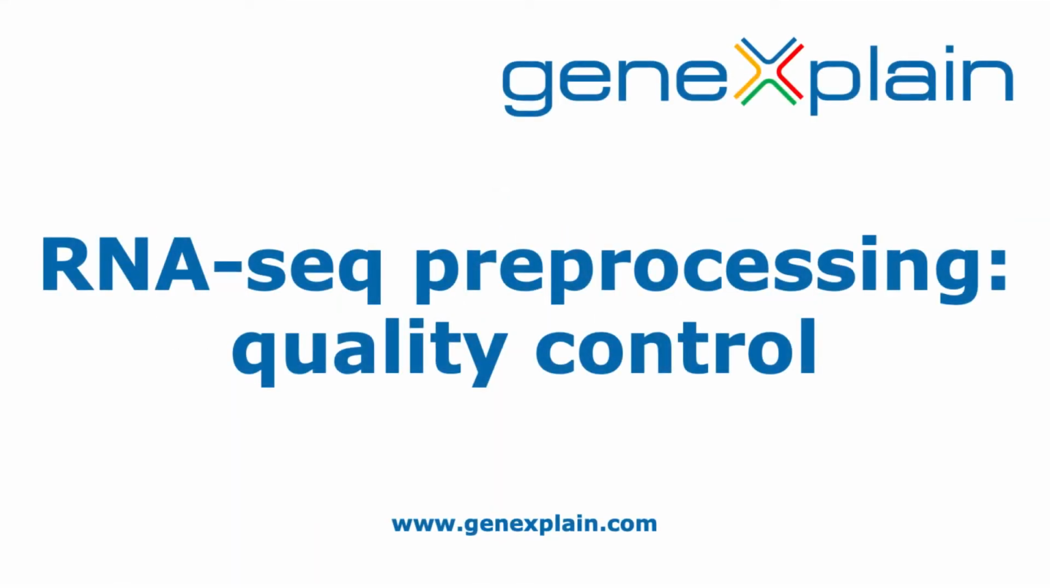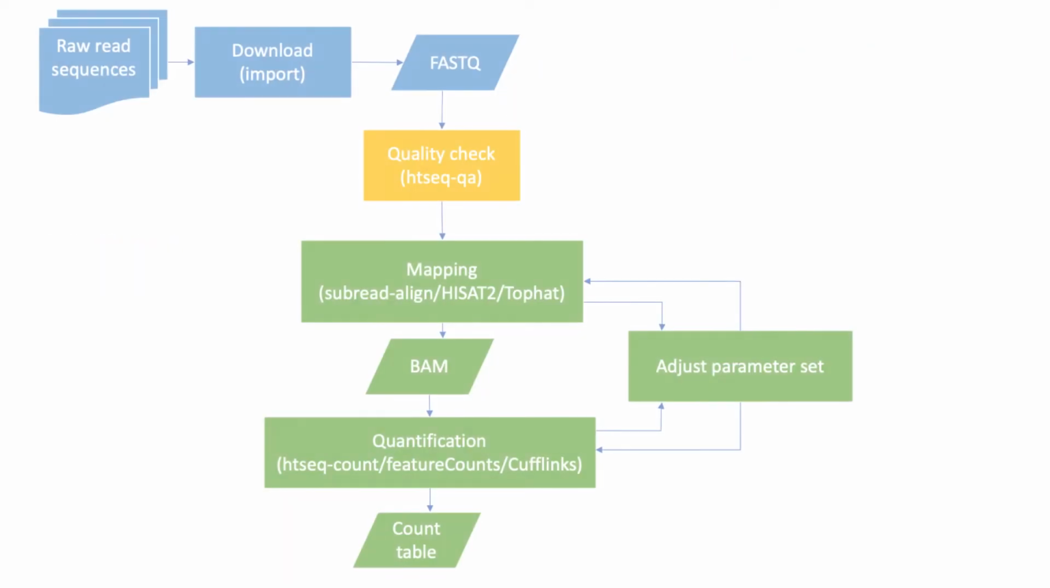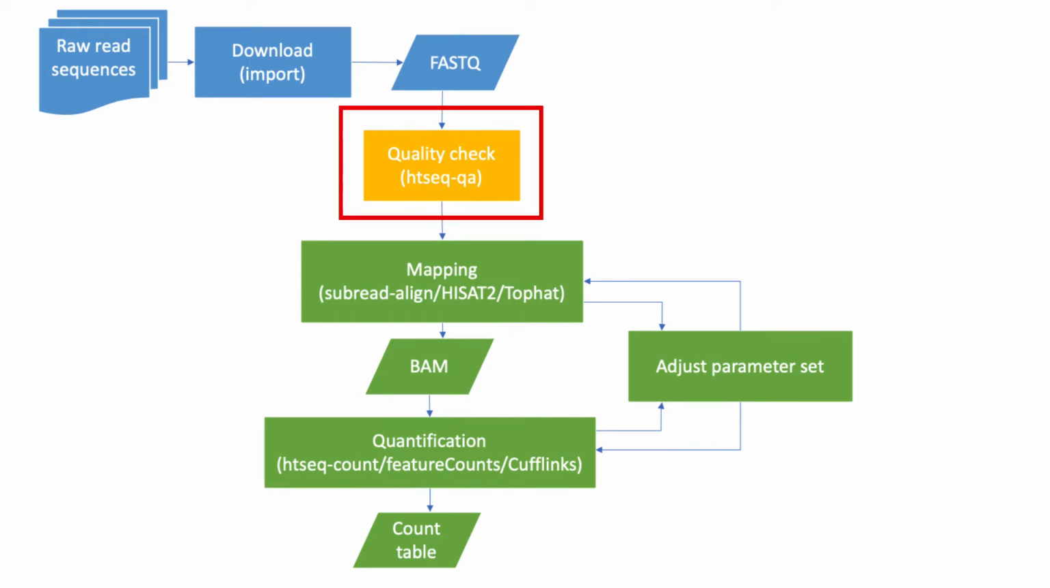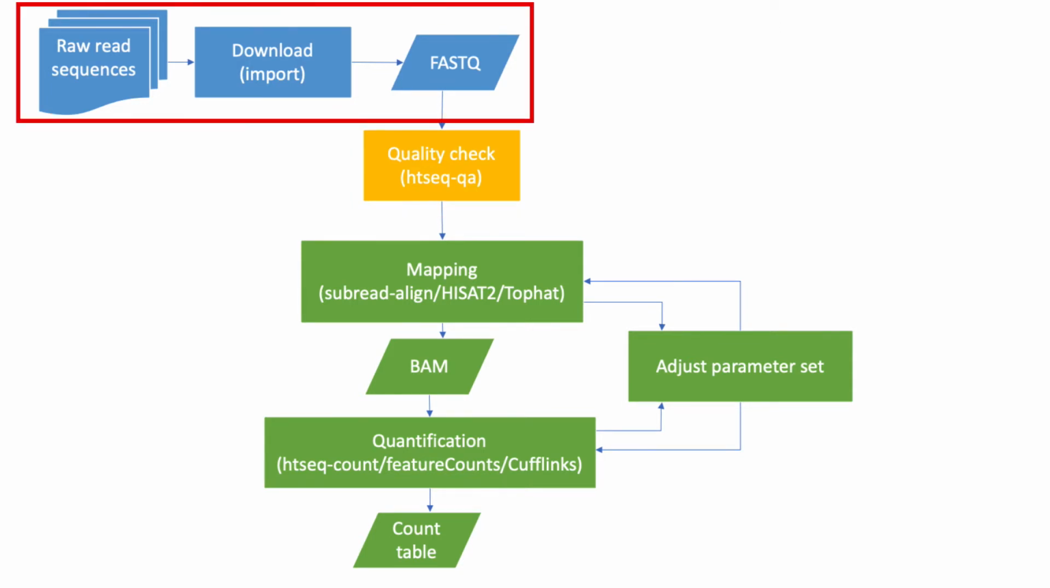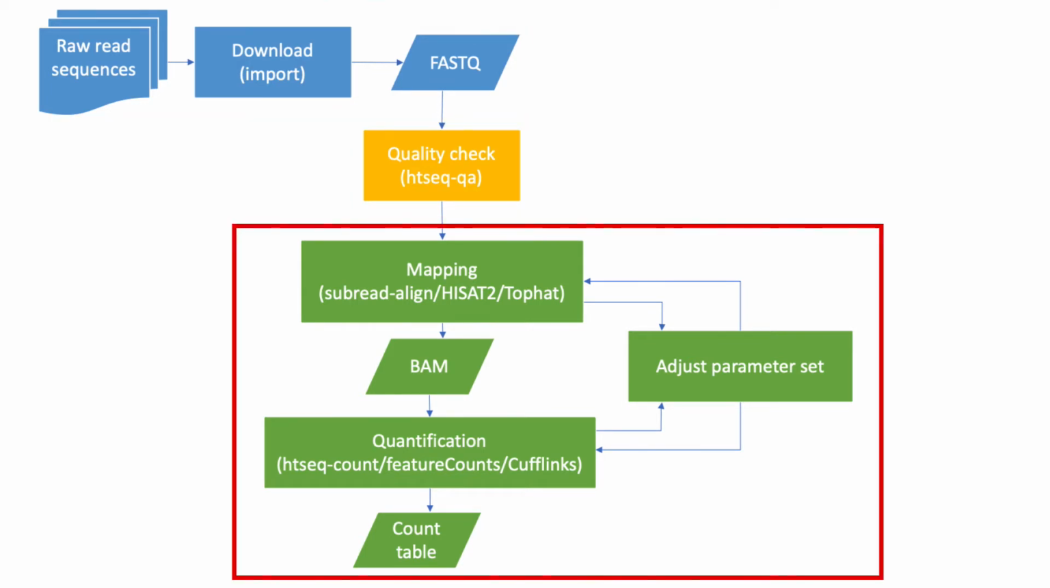This video is a part of the series about RNA-seq data preprocessing using the geneXplain platform. You can now see the general overview of the preprocessing steps discussed in the series. In this video, we focus on the quality check step. Please check the description box to find the links to other parts about importing data into the platform and read mapping quantification steps.